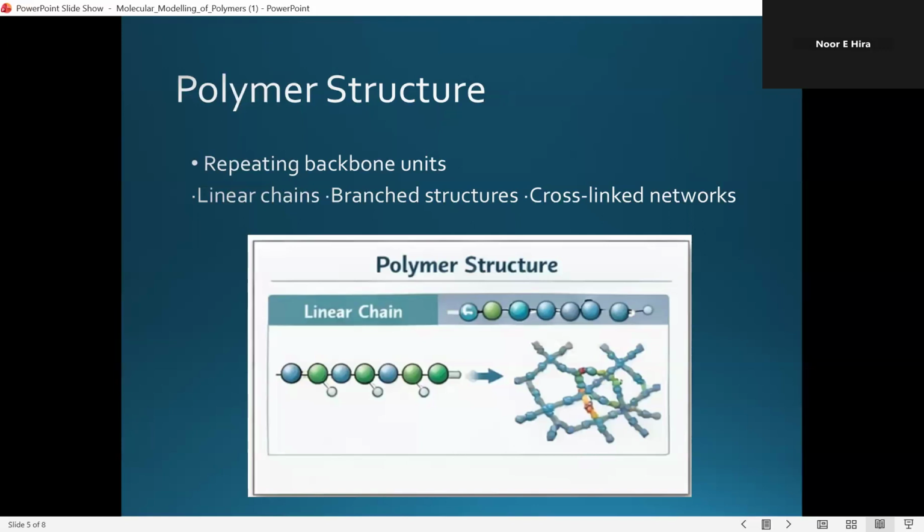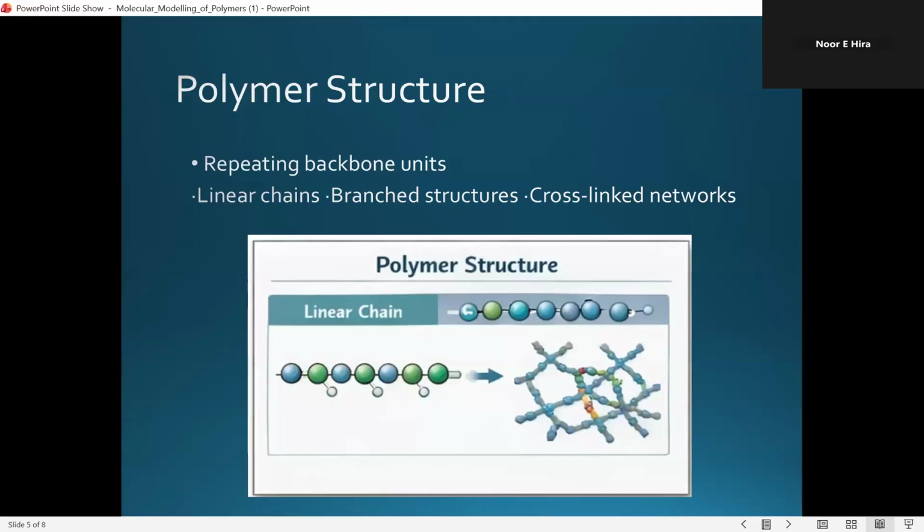Linear consists of a single chain. If you see here, it's a single chain that tends to be flexible. For branched, we have branches which affect packing and density. For cross-linked networks, which increase stiffness and thermal stability. So you see, different structures exist, but all have repeating backbone units. And these structural differences are critical and often explored using molecular simulation to predict the mechanical and transport properties.